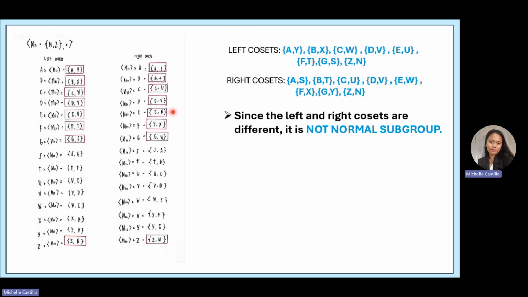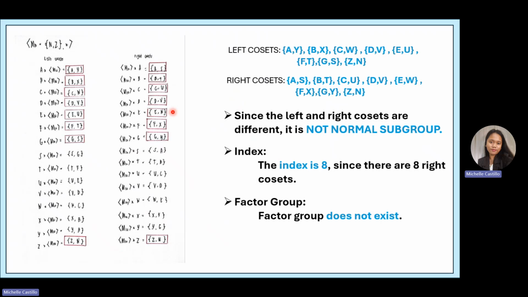Since the left and right cosets are different, it is not a normal subgroup. For the index, since there are 8 right cosets, the index is equal to 8. The factor group does not exist since it is not a normal subgroup.